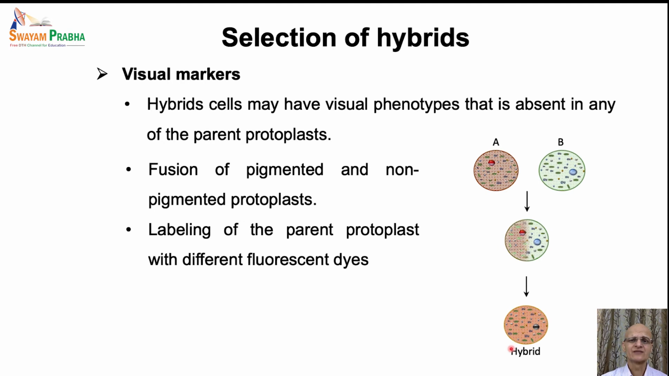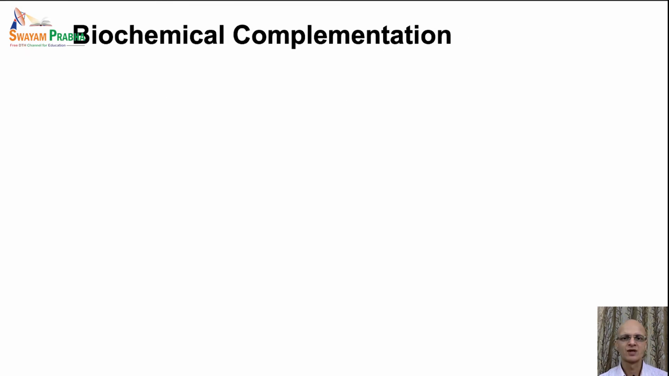Similarly, the protoplast can be given a visual phenotype artificially by staining the protoplast, maybe with different kinds of dyes like fluorescent dyes, or other staining techniques can be used to label the protoplast before the fusion. And mixing of the dyes in the hybrid can be used for tracing the hybridity or hybrids under the microscope.